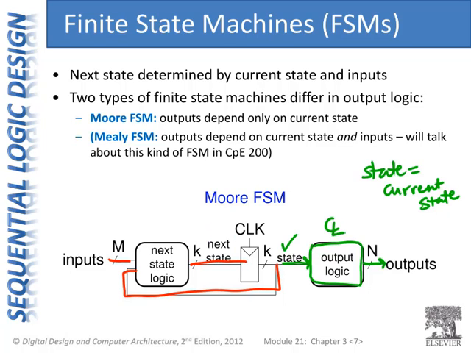So this is called a Moore type FSM, where the outputs depend only on the current state. Just so you're aware of it, there's another type of FSM, the Mealy type FSM. In Mealy FSMs, the output depends on both the current state and the inputs. We'll talk about that kind of FSM in CpE 200. So for now, don't worry about this one, just so you know it's out there. We're going to focus on the Moore type FSM.